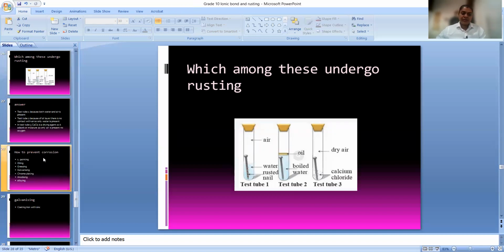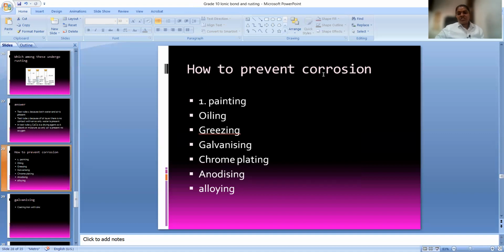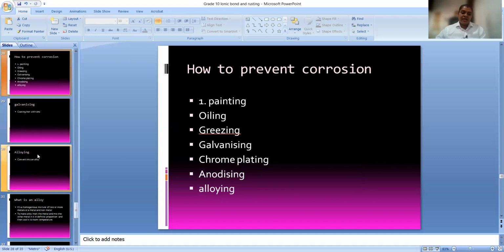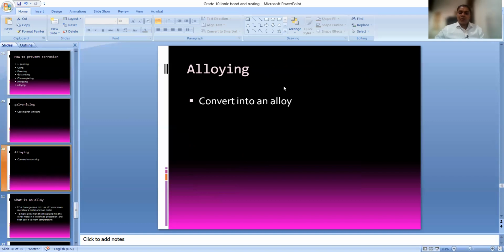Okay. Now, what are the different methods to prevent corrosion? You can paint the iron article, or oiling, greasing, galvanizing, chrome plating, anodizing, alloying. All these are different methods to prevent rusting. What do you mean by alloying? Or what do you mean by galvanizing?